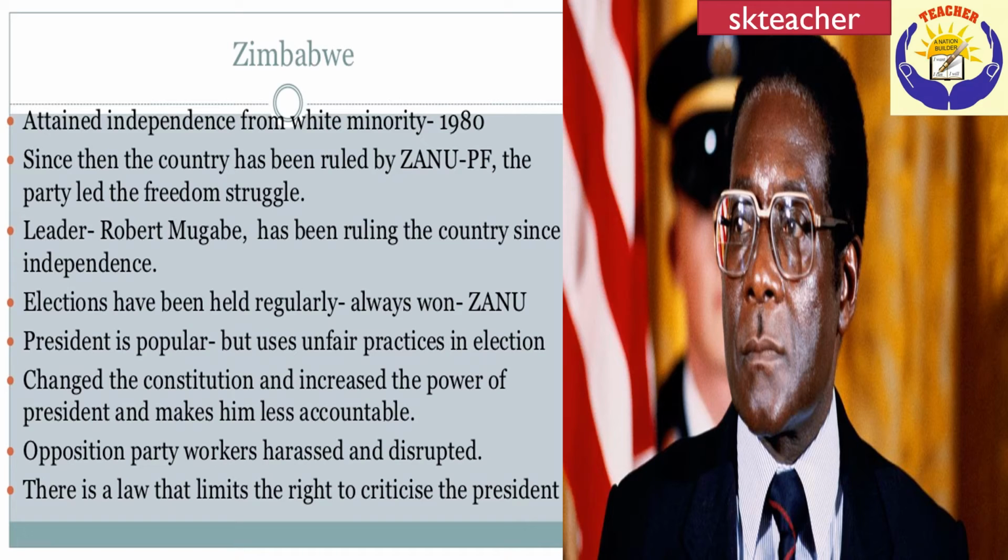Changed the constitution and increased the power of the president and makes him less accountable. Opposition party workers are harassed and disrupted. There is a law that limits the right to criticize the president. So this was the rule of the nation Zimbabwe, and this nation declared that she follows democracy. Now, can you tell me, is it democracy? If it is not democracy, what is democracy? We'll find out the answer in the next slide.